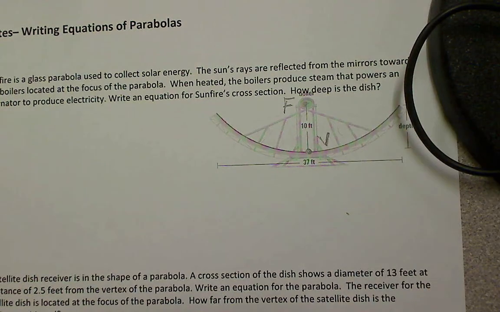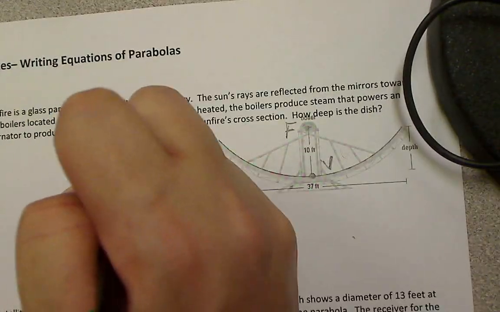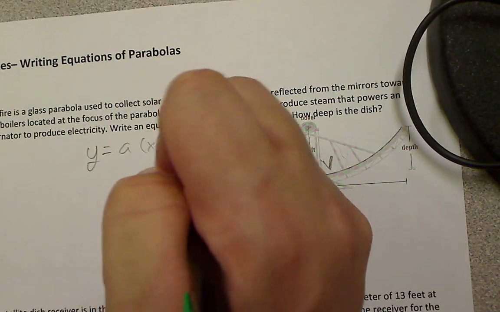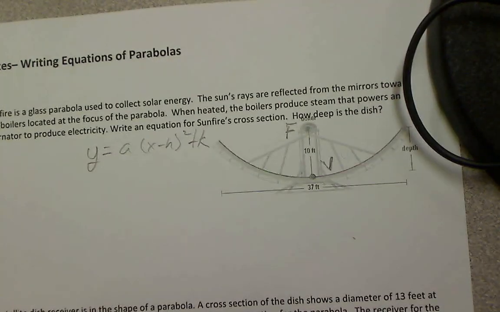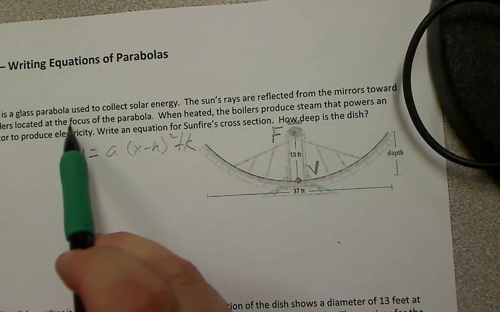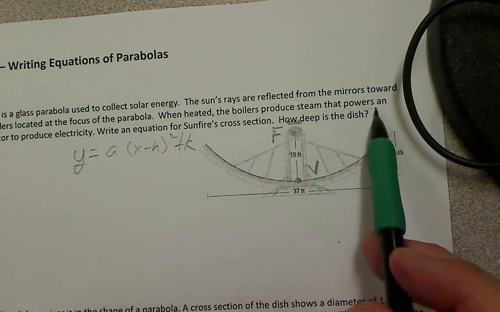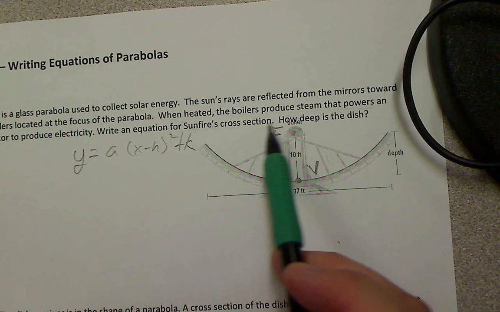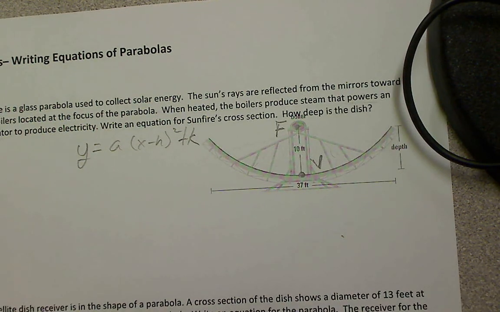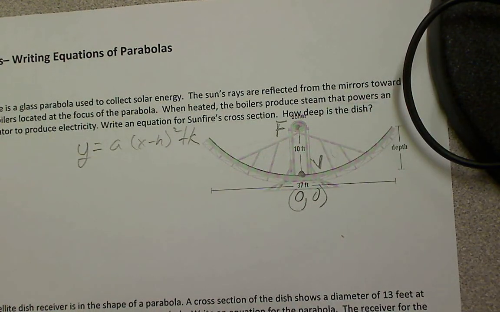And I don't really need my directions to do this. I also know because this is opening up, it's going to be y equals a times (x minus h) squared plus k. Now, if I read through this, it doesn't tell me anything about the vertex. Since it doesn't tell me anything about the vertex, I'm going to basically put my vertex at 0, 0, because I have that option to do so. And it makes this a little bit easier to do.